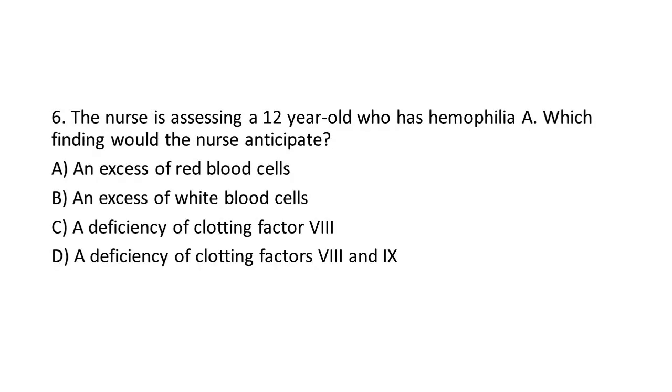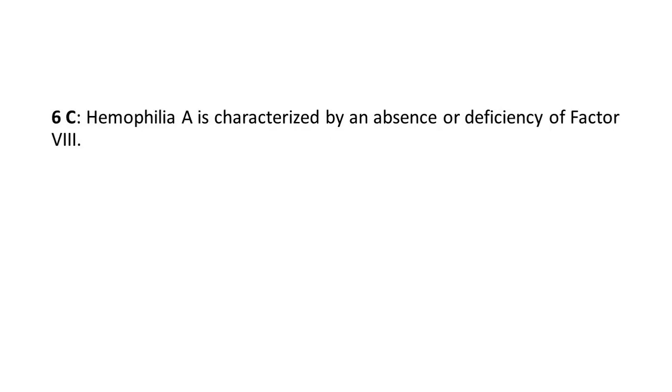6. The nurse is assessing a 12-year-old who has hemophilia A. Which finding would the nurse anticipate? A. An excess of red blood cells. B. An excess of white blood cells. C. A deficiency of clotting factor 8. D. A deficiency of clotting factors 8 and 9. 6c. Hemophilia A is characterized by an absence or deficiency of factor 8.